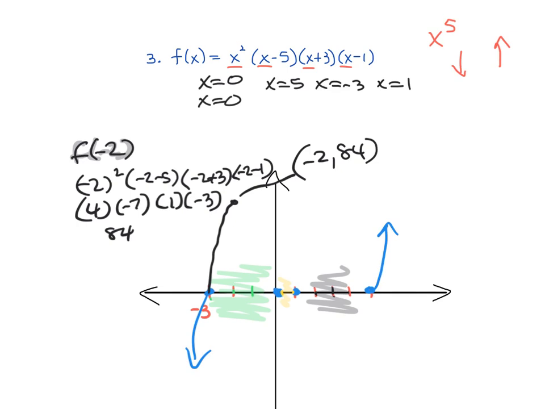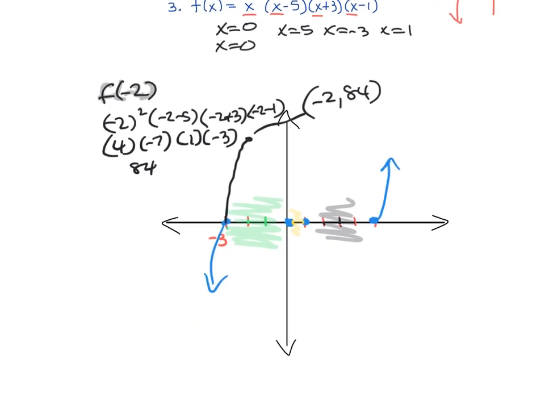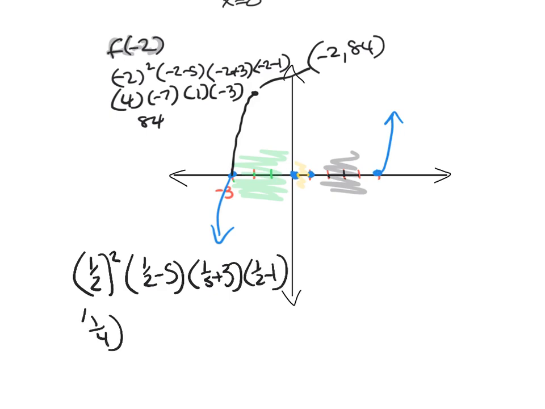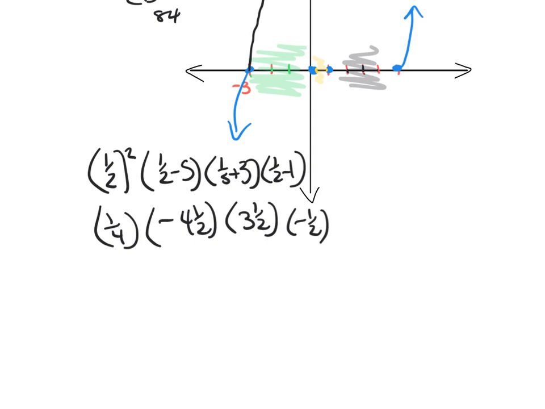Now I need to find one in the yellow section. Notice that my 0 there is at 1, so I'd have to plug in like a half. So if I plug in positive 1/2, I would get 1/2 squared, 1/2 minus 5, 1/2 plus 3, 1/2 minus 1. So 1/4, negative 4.5, and then 3.5, and then negative 1/2. When I multiply fractions, I need to make them improper. This will become negative 9/2, 7/2.